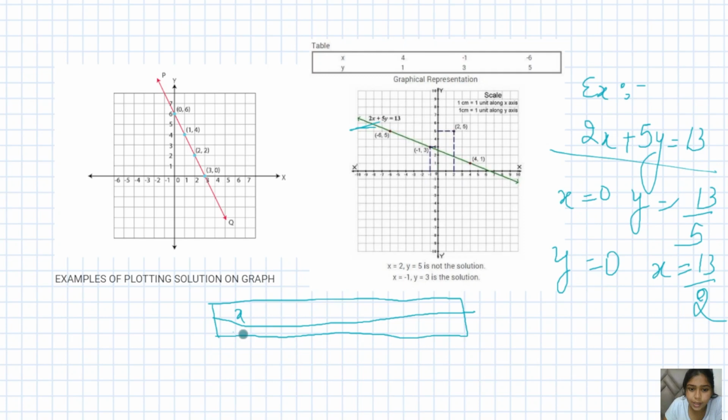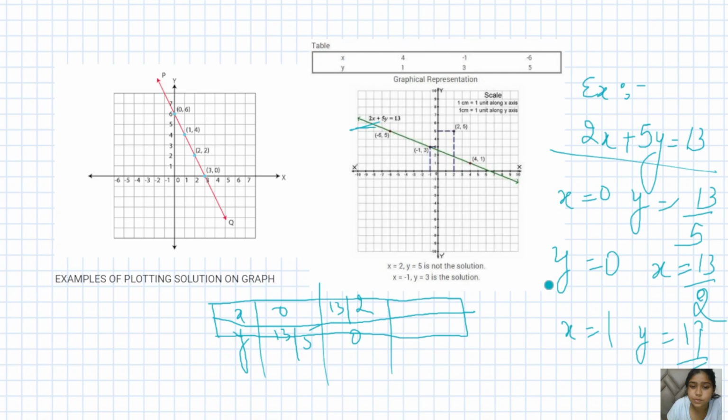For x equals 1, y will be equal to 11 by 5. These are the points we get. So what we have to do is plot these points, and you can have a look at this. This is how it looks, and for example, they have put the point like this.